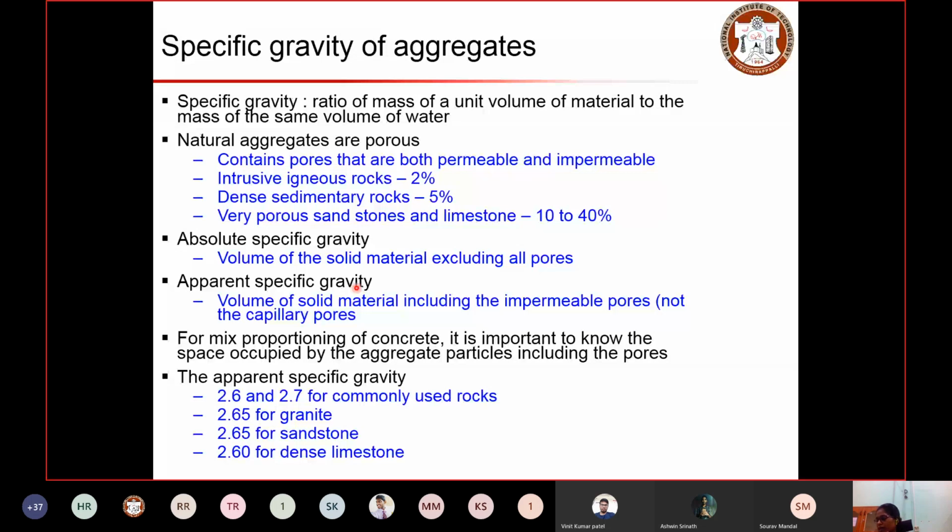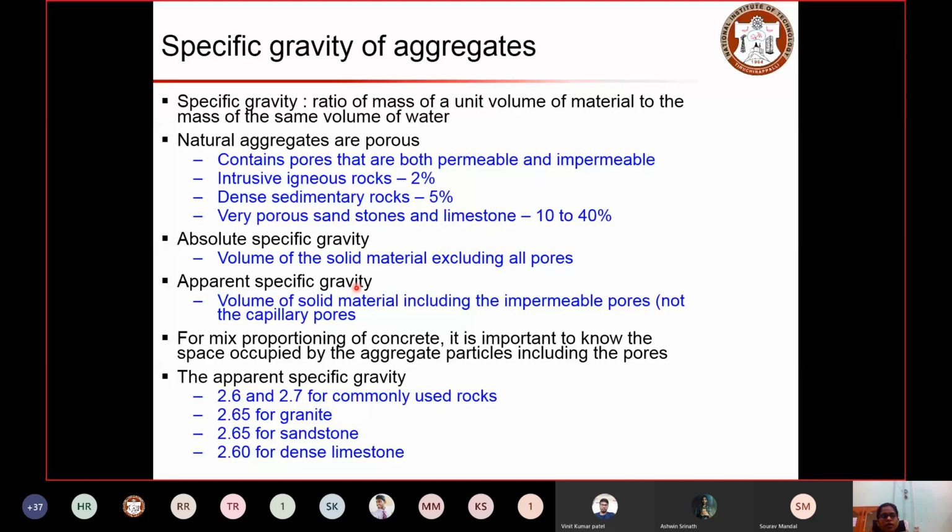in different types of rocks that we use to get the aggregates. If it is intrusive igneous rocks, then the amount of porosity will be about 2%, and if it is dense sedimentary rocks, then the amount of pores will be 5%. And if it is very poor sandstones and limestone, then we can see about 10 to 40% of pores present in the aggregate particles. So this porosity plays a huge role, because when we have more pores, that will lead to loose particle packing.